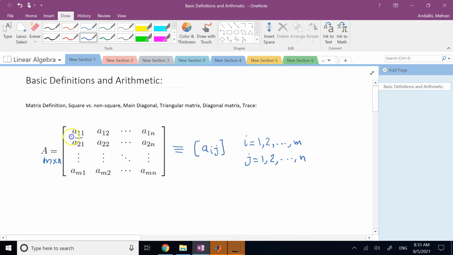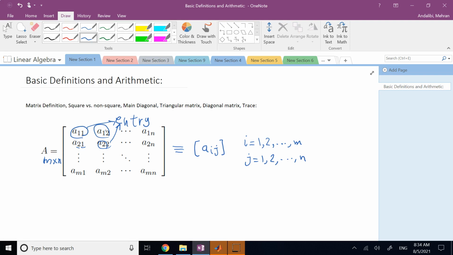First of all, each one of these elements of the matrix is called an entry. And when we show an entry, you see we use two subscripts. The first one is the row index, the second one is the column index. So this is how we show a matrix and its entries. So when we say a_1,2, for example, it means row 1, column 2, which is this entry here. This is the definition of a matrix.